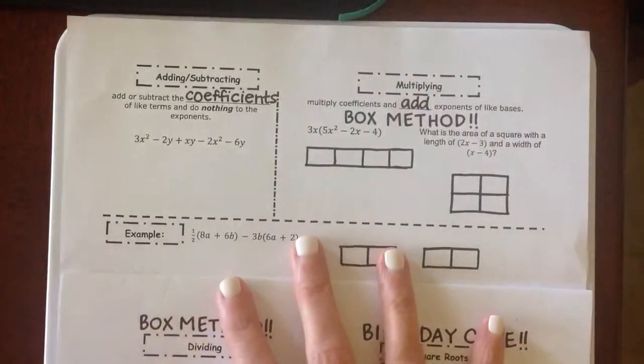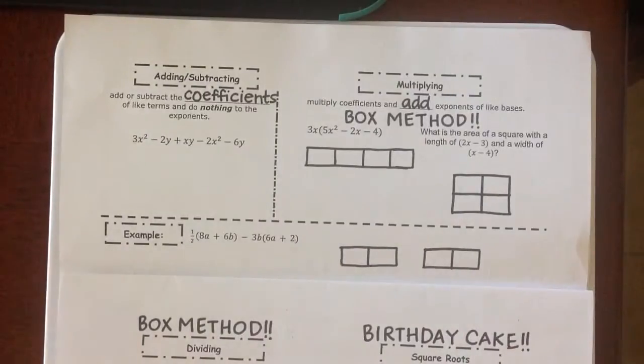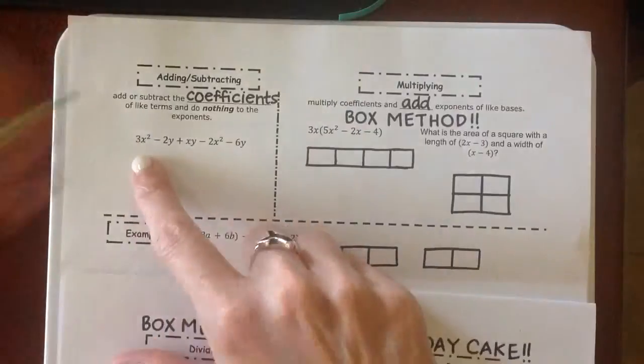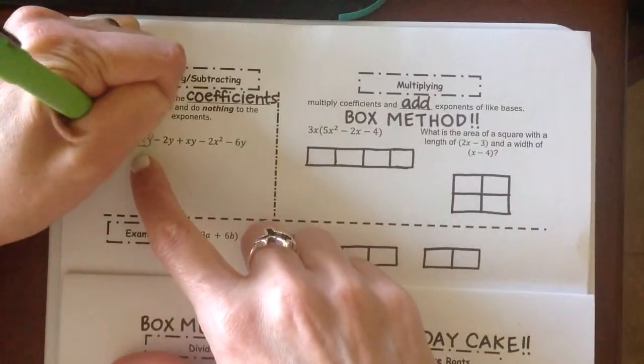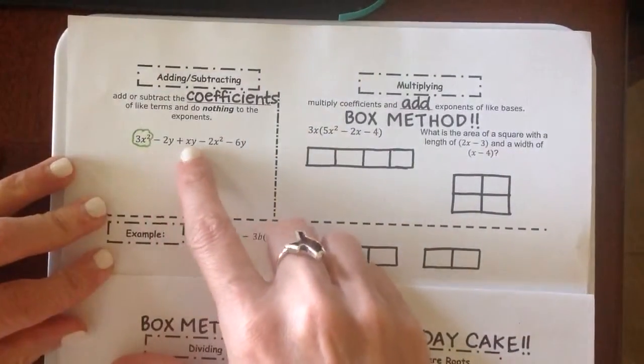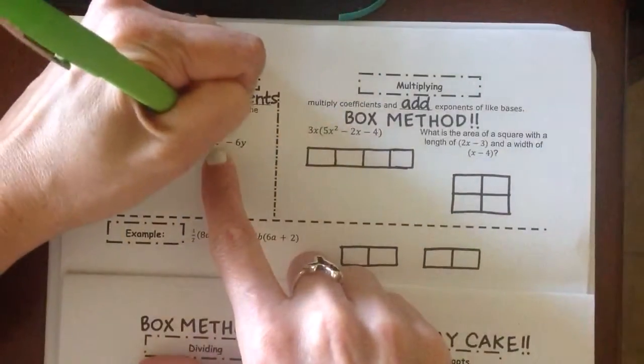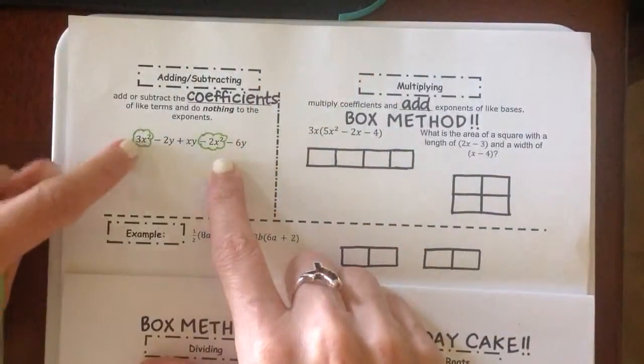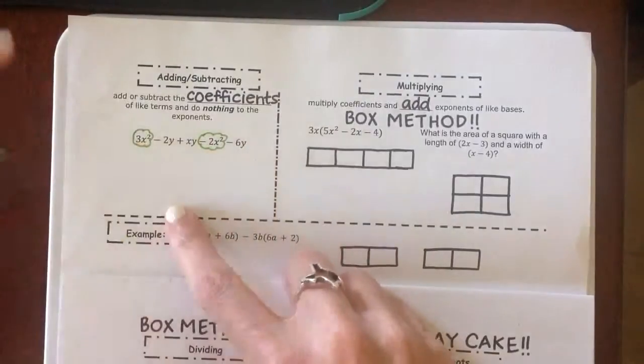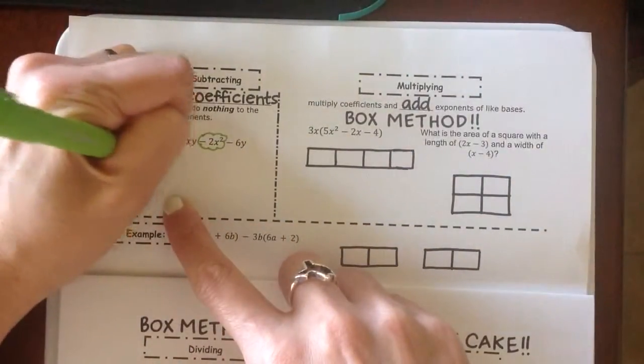So for it to be a like term, remember all the exponents and all the variables have to match. So right here I have x squared. So I'm looking for other terms that just have x squared, and I have it right here. So I have 3 and I'm taking away 2. That's going to give me 1x squared.